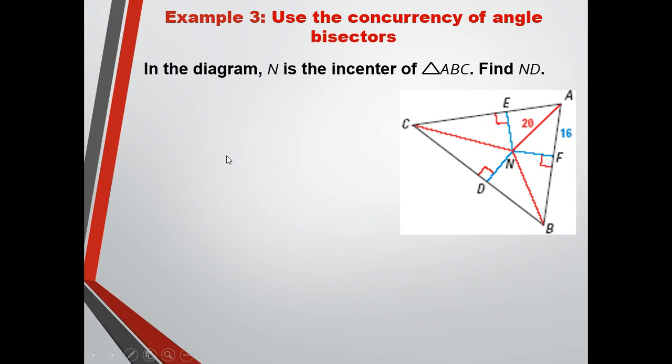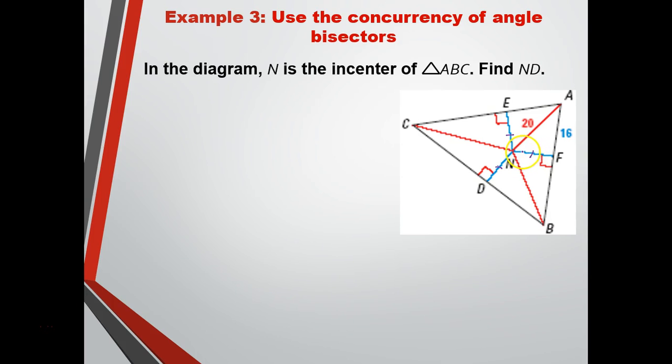All right, in this example, we're going to be using this diagram here. It says in this diagram, N is the circumcenter of triangle ABC. Find ND. All right, let's talk our way through this one. ND is over here. And remember, if N is the incenter, all of these lines that you see in blue that have the right angle being shown, they are all equidistant to the sides of the triangle from N. So all of these are congruent to each other. So ND, NE, and NF are all equal to each other.